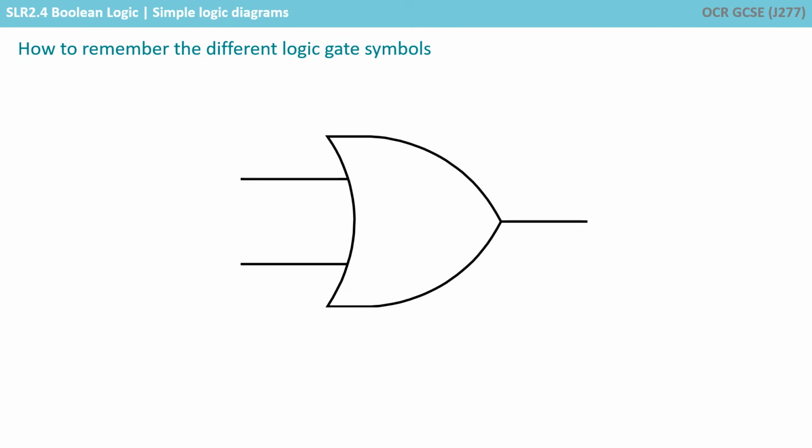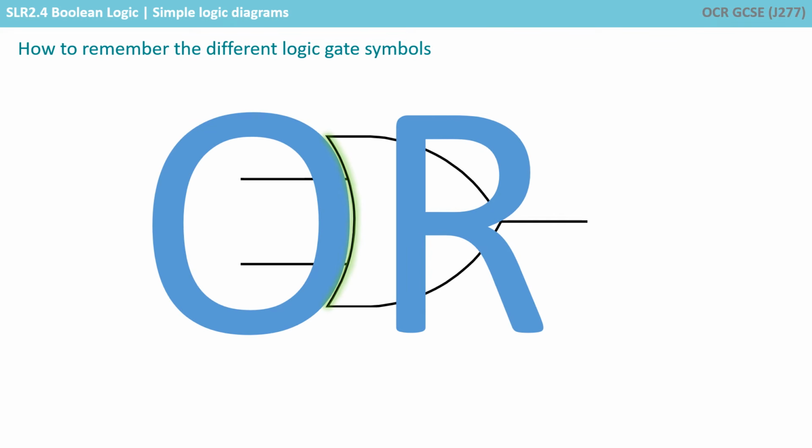So the first time you get introduced to these, it can be a bit tricky remembering which gate is which. So we're going to show you a simple trick. There are many others out there for helping to remember which gates are OR, AND and NOT. So this is an OR gate. And one way to think of it is that the back of the OR gate, the curve, forms the right hand side of the letter O for the word OR.